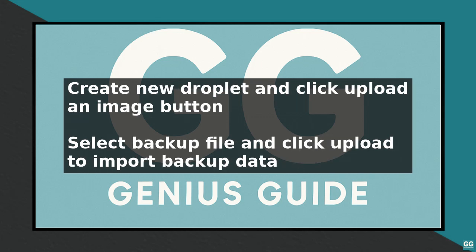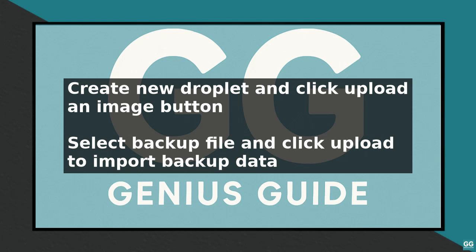To do this, create a new droplet in the DigitalOcean control panel. Then click on the Upload an Image button. Select the backup file you downloaded earlier and click on Upload. DigitalOcean will then import the backup and create a new droplet from it.